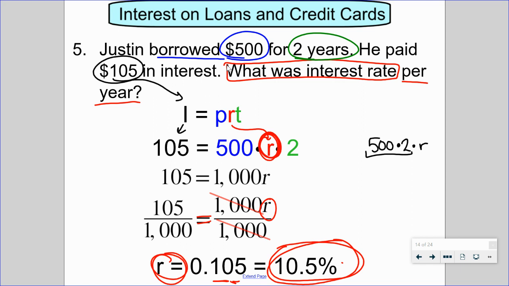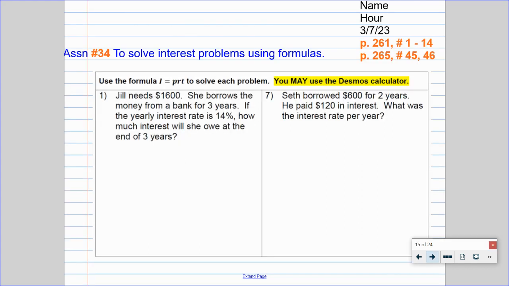Instead of writing 500 times 2 times r, we can write 1,000 times r. And if we want to solve for r, we're going to divide both sides by 1,000, get 105 thousandths, and while that's a good answer, it's not a great answer. Change it to 10 and 5/10%. All right, at this point, I want you to try the same thing with number 7, and let's see what you come up with. Pause the video, come on back when you're ready.